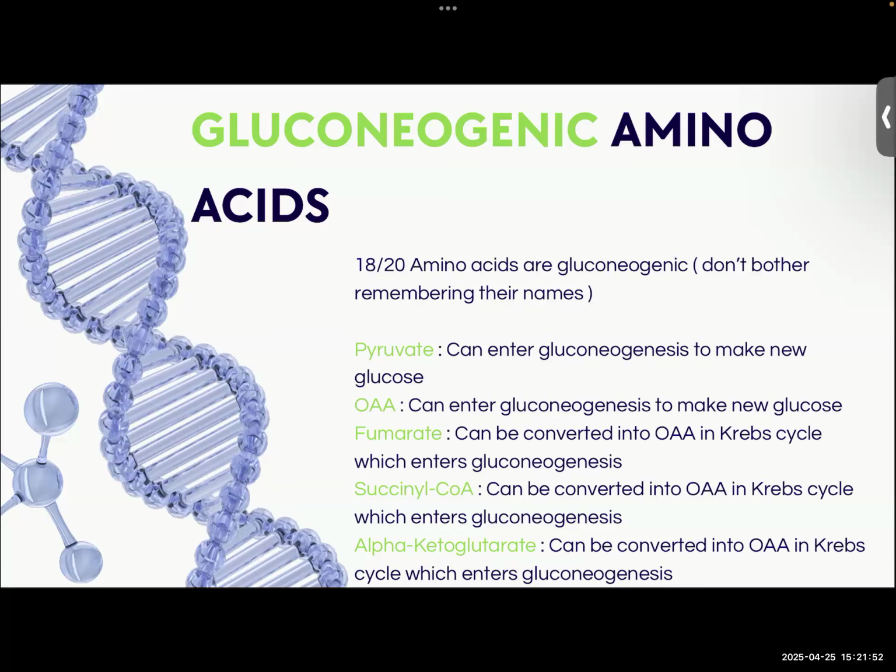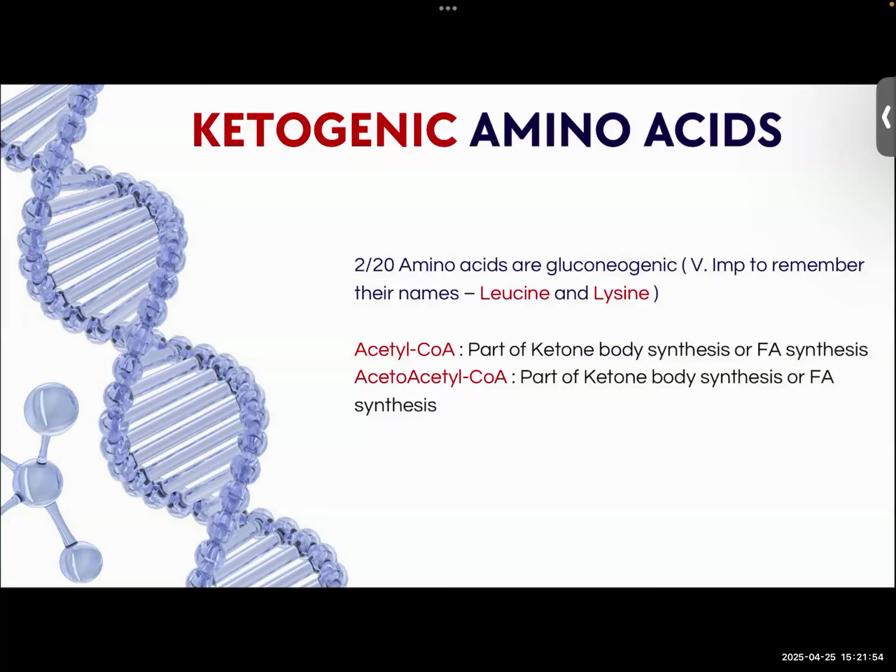I hope that's clear. Now, the ketogenic amino acids are 2 out of 20, and these are the ones that are very important to remember. There are MCQs regarding this. So the first one is leucine, and the second one is lysine. So leucine and lysine are ketogenic. And how I remember this is just 2 L's for keto, because who wants to be on a diet?